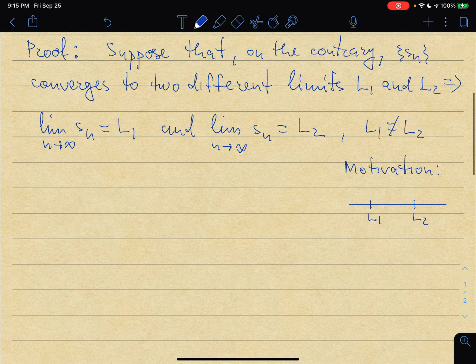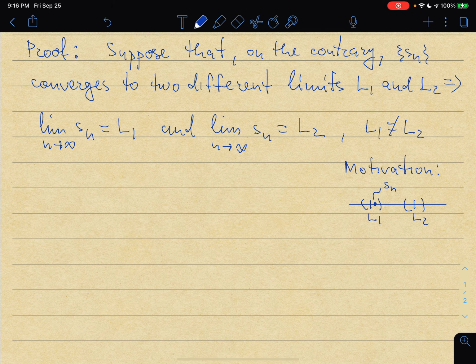All right, so what does it mean that the sequence converges to a limit? That means that if I select some small neighborhood of L1, then eventually the terms of my sequence are going to belong to this neighborhood. It doesn't matter what the size of the neighborhood is: for a sufficiently large n, Sn is going to belong to this neighborhood. Well, but the sequence also converges to L2.